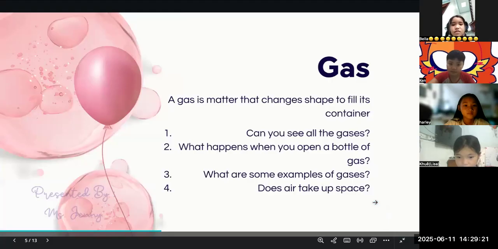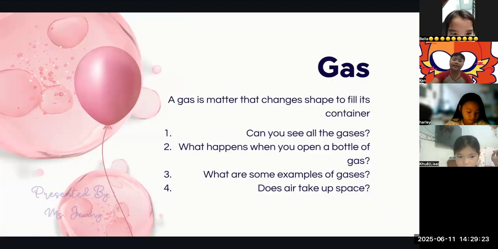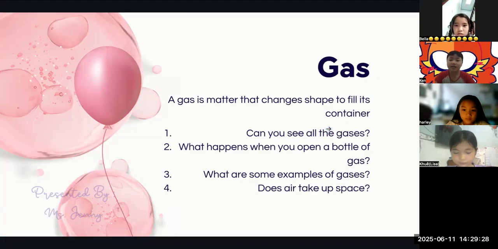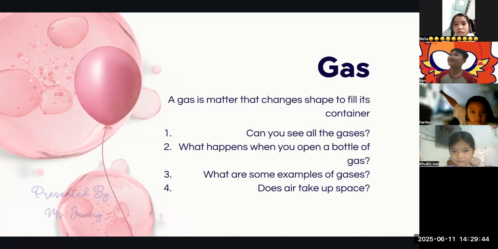Okay. The next vocabulary is gas. Gas is a matter that changes shape to fill its container, or it flows everywhere. We are touching it right now, but it's not actually like solid or liquid. We can move freely in it.